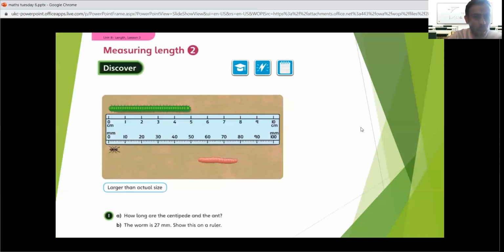Right, moving on to some power math style stuff. Okay, more measuring length, all very doable. We're going to be fine. Oh, we've got some creepy crawlies first of all. Brilliant. So 1A, how long are the centipede, this bright green thing up here, and the ants down here? So you have to tell me how long each of them are.